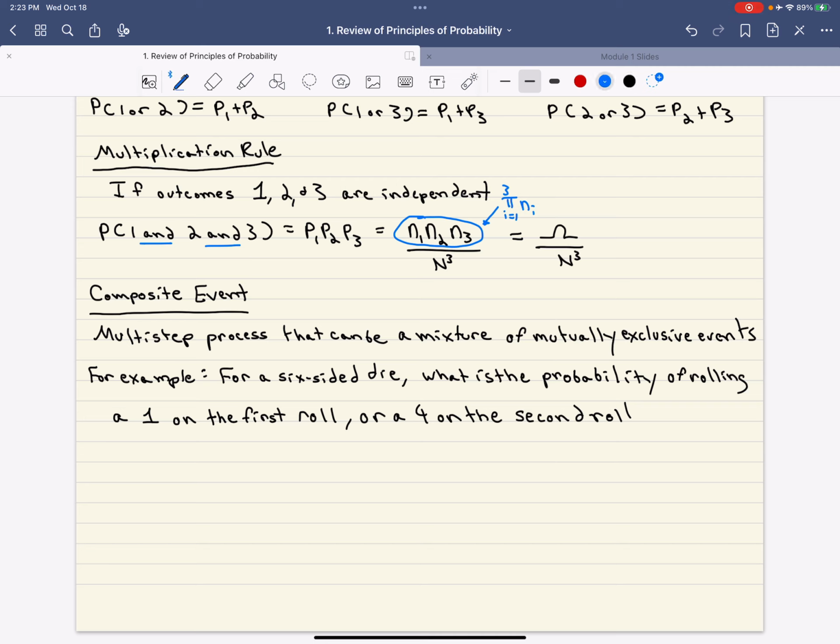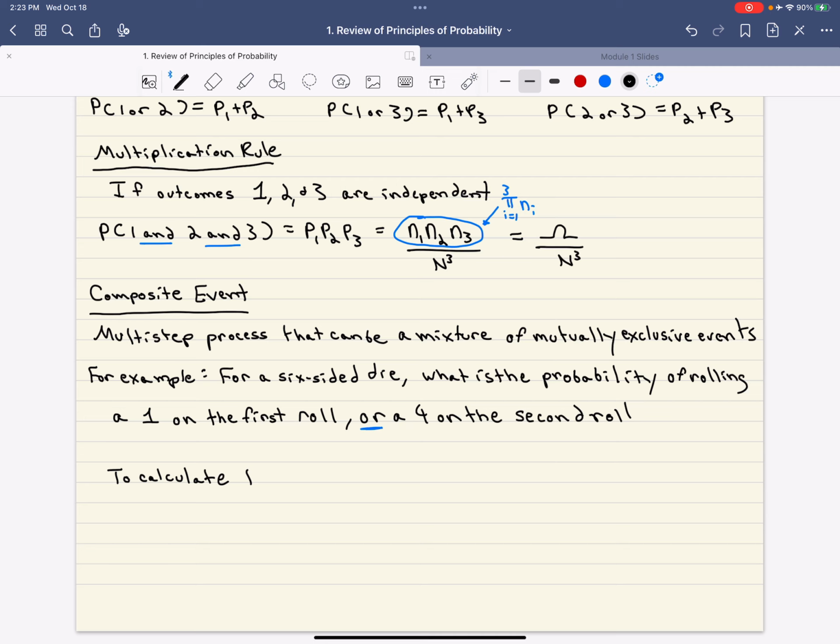Right? And so the key word here is we're looking at an "or." Okay, and so we have this multi-step process where we're looking at the probabilities. We have two different rolls, and we want to calculate the probability that we either get a 1 on the first roll or a 4 on our second roll. Right? So we have multiple steps in this process.